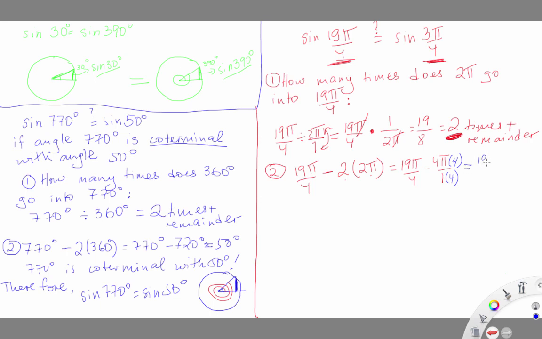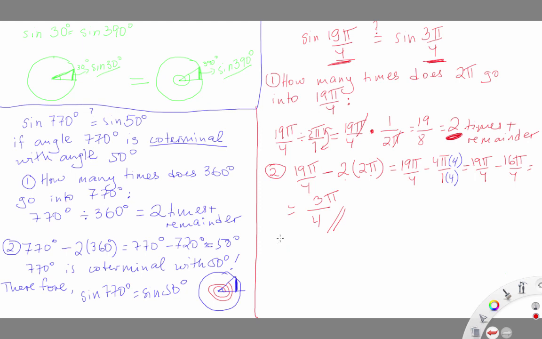Now I get 19 pi over 4. Oh, let me just go back and use the right colors. Okay. Now, what we're getting here is 19 pi over 4 minus 16 pi over 4. That's easy. Now I have a common denominator. I can just do 19 minus 16, and this is equal to 3 pi. Okay, so what does that mean? What does this answer show me?